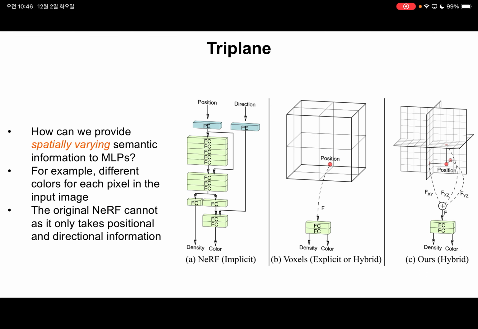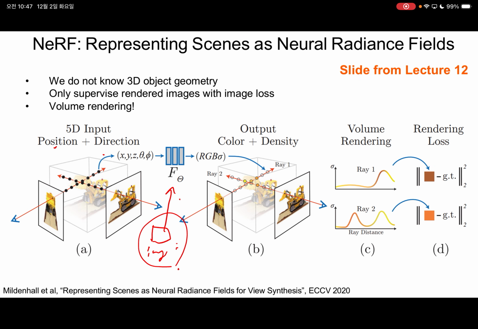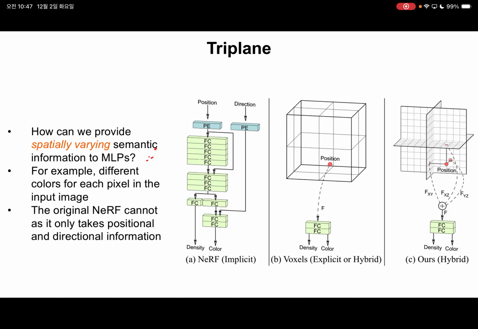So what is the triplane? As I said, the goal is to provide spatially varying semantic information to the MLPs in NeRF. The original NeRF only takes position and direction information, but this MLP should be aware of some image information, the input image information. But in the input image, there are many pixels, right? So how can we provide good pixel features to the MLP so that we can make a generalizable NeRF? That was the motivation of triplane.